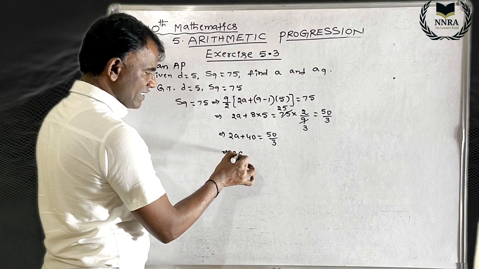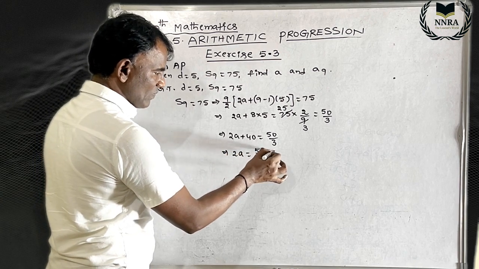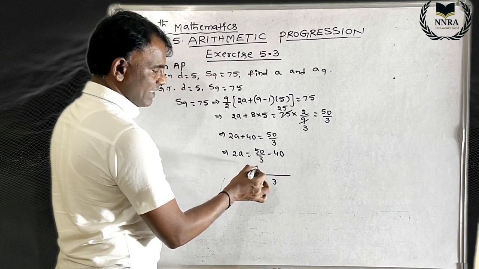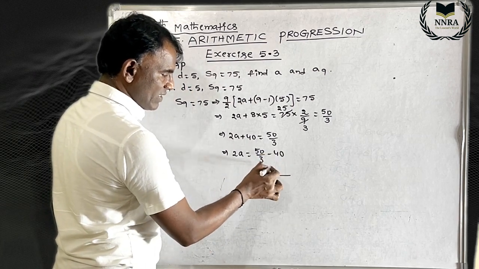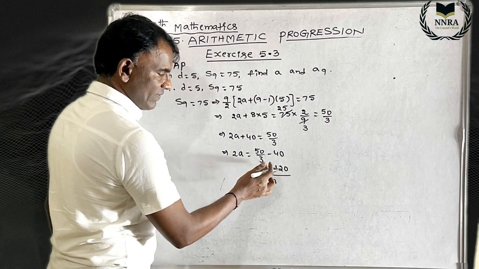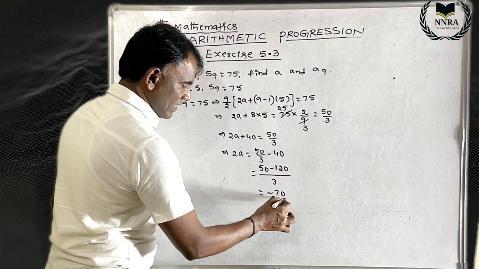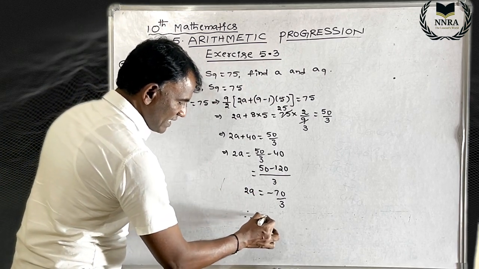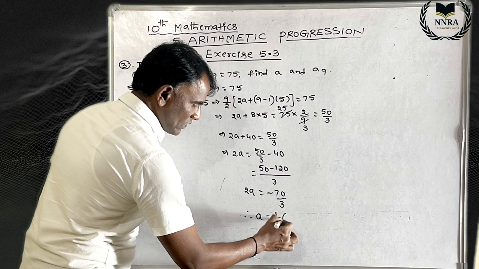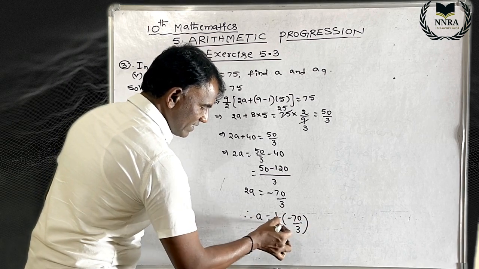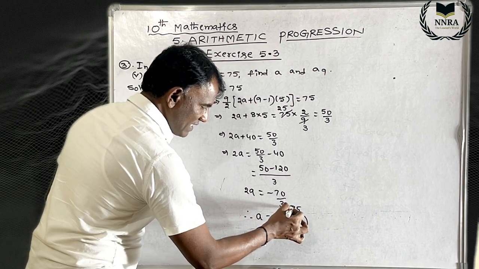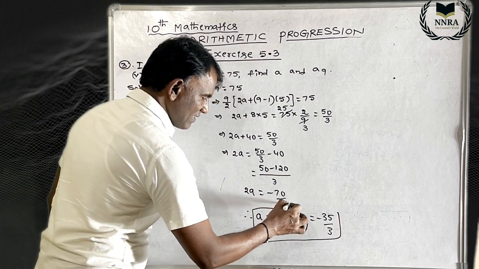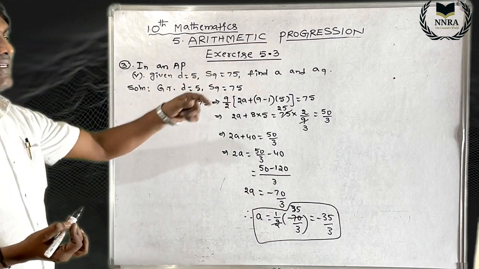Next step write 40 that side, okay? So 50 by 3 minus 40. So LCM is 3, right? And it is 50. Now 3 4 12 means 120. So 50 minus 120 is minus 70 divided by 3. Now this is the value of 2a. Now a equal to 1 by 2 into minus 70 divided by 3. So here it is 35 times cancel, right? Then minus 35 divided by 3 is the value of a. Clear? After that we find a9.